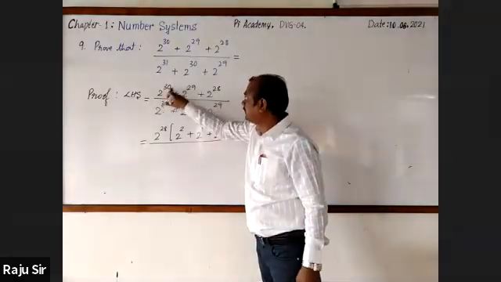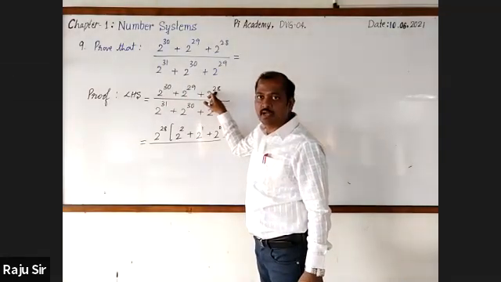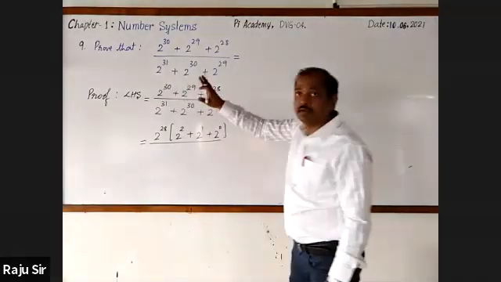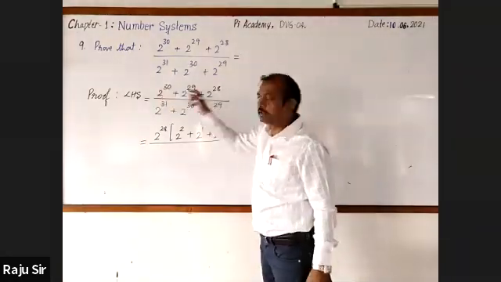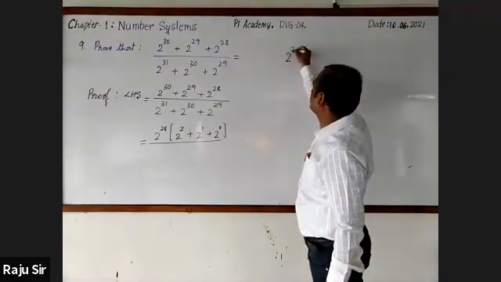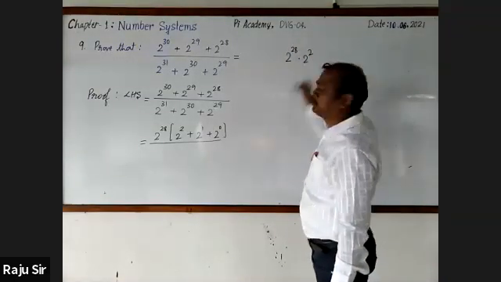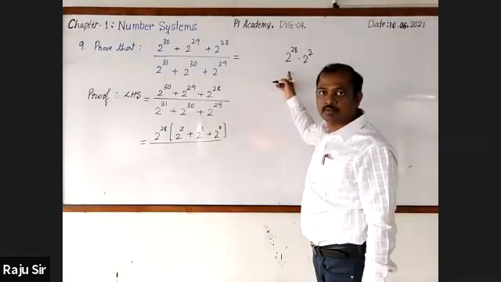Sir, explain once again. I'll explain that. Power 30, 29, 28. I'm going to take the least one. Okay, let me do one thing. I write 2 raised to the power 30 as 2 raised to the power 28 into 2 raised to the power 2. Can we write so? Yes, sir.